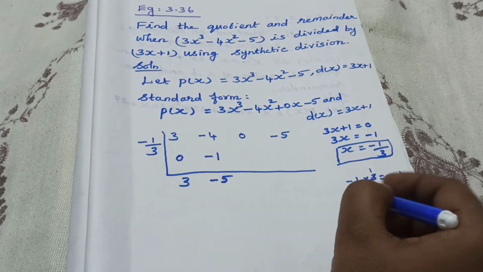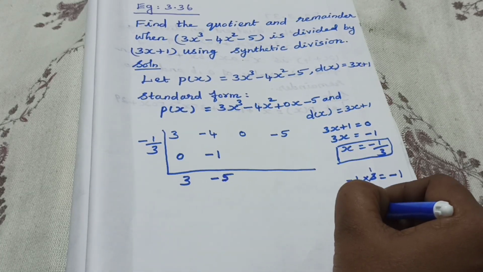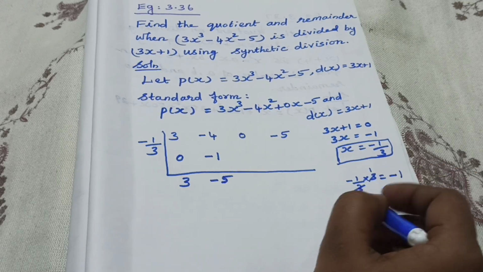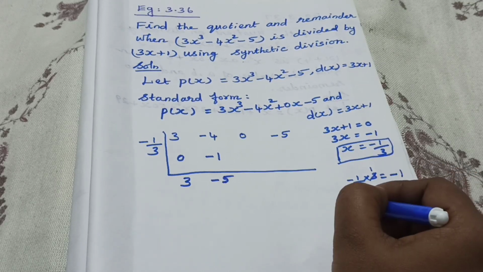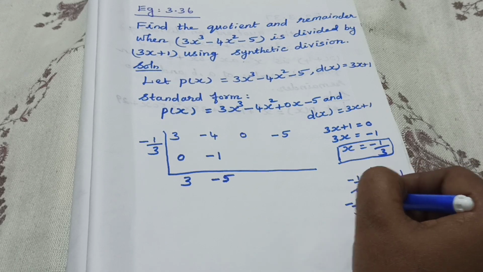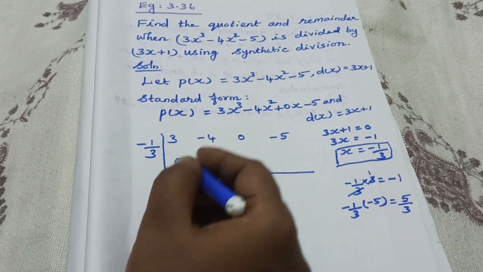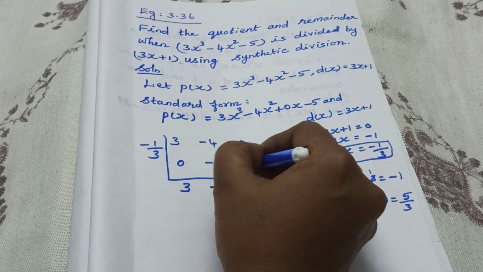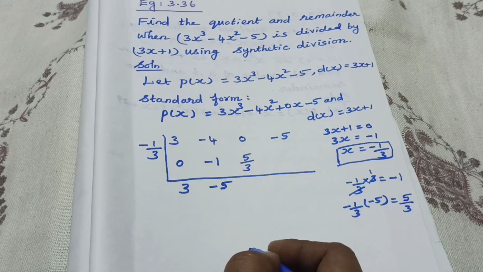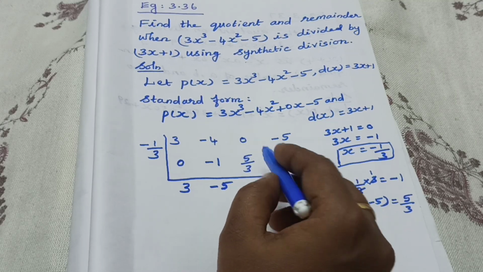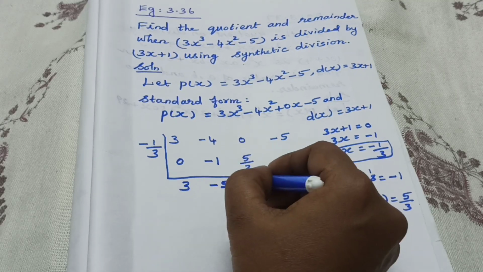Then afterwards multiply these two. Minus into minus is plus. Minus 1 by 3 into minus 5. Minus into minus is what? Plus, isn't it? 1 into 5 is 5 divided by 3. Then 5 divided by 3 we have to write here. Correct? Then afterwards 0 plus 5 by 3 is 5 by 3.